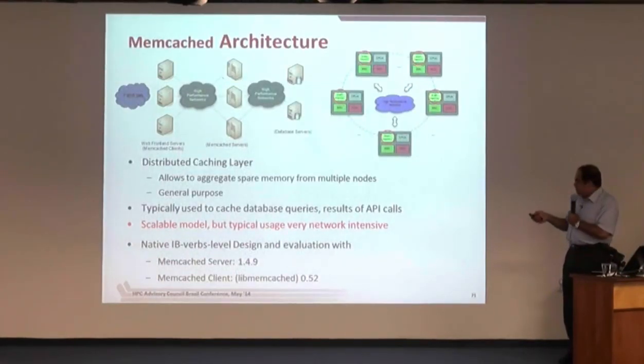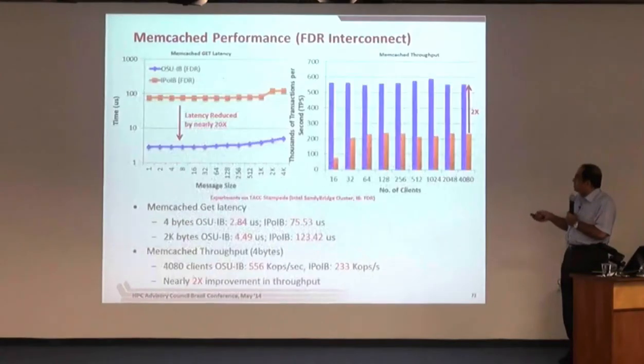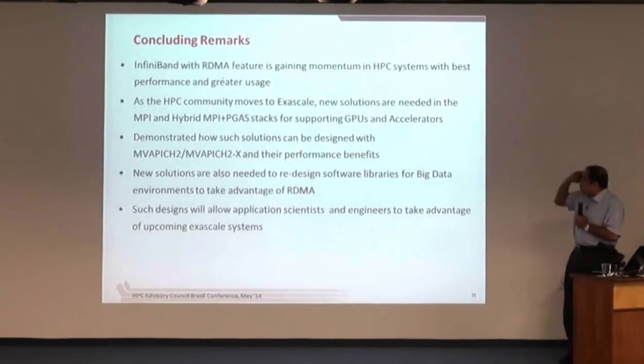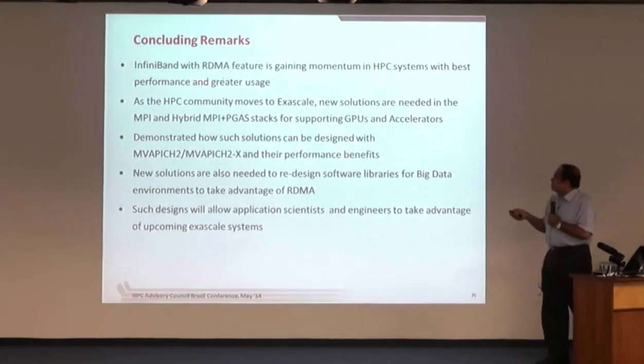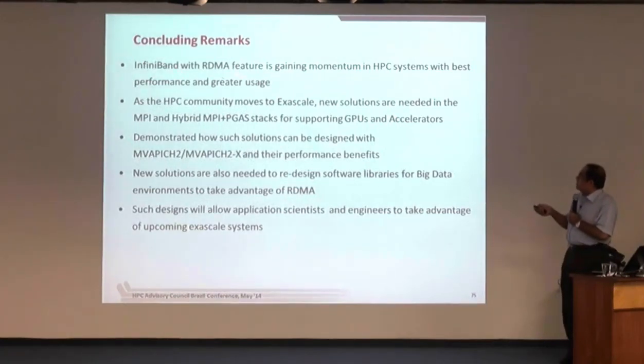Now I know Brian is showing me the time, so I will skip this Memcached, but that is again a Web 2.0 architecture for big data. We have done similar kind of things here. So broadly, to conclude the presentation, what I demonstrated here is that both InfiniBand and all these RDMA features are gaining momentum in the HPC systems, and as we continue to move to Exascale, we need to look for this kind of newer solutions. And I demonstrated how MVAPICH2 and MVAPICH2-X can give you benefits, and the same thing also needs to be done for the big data domain.